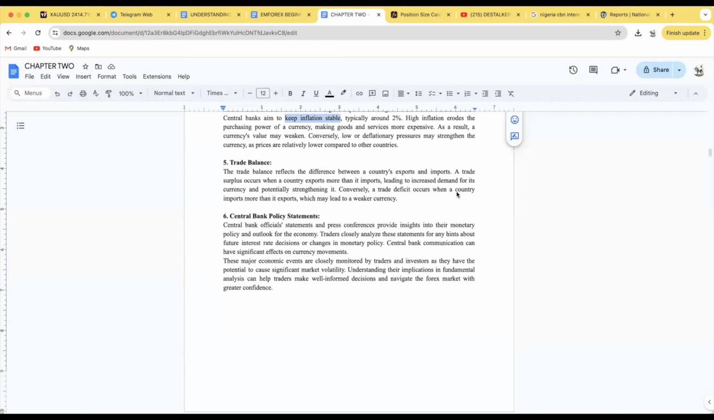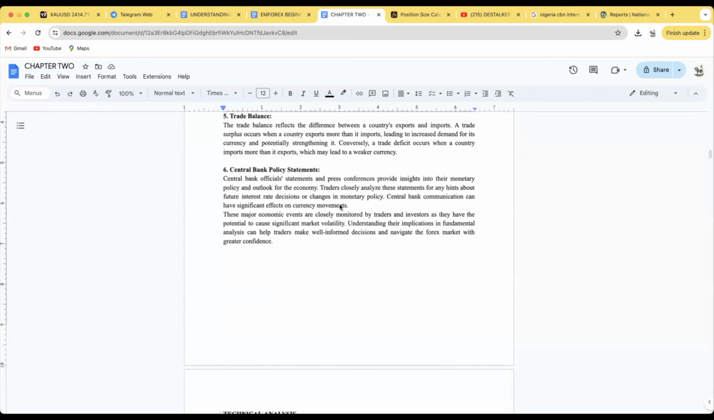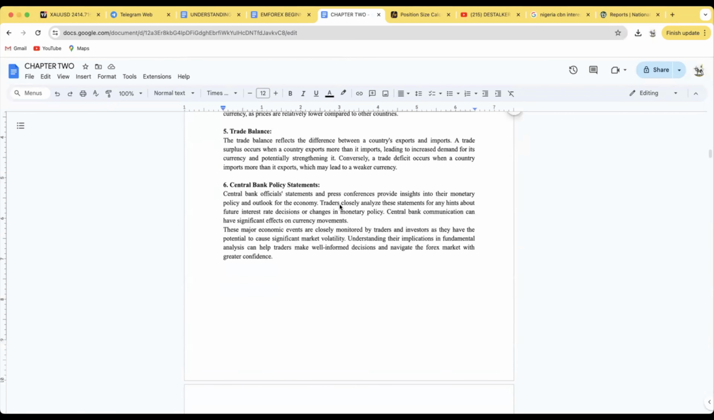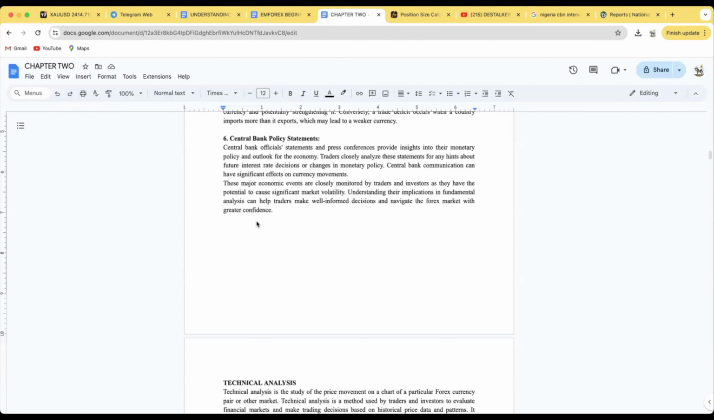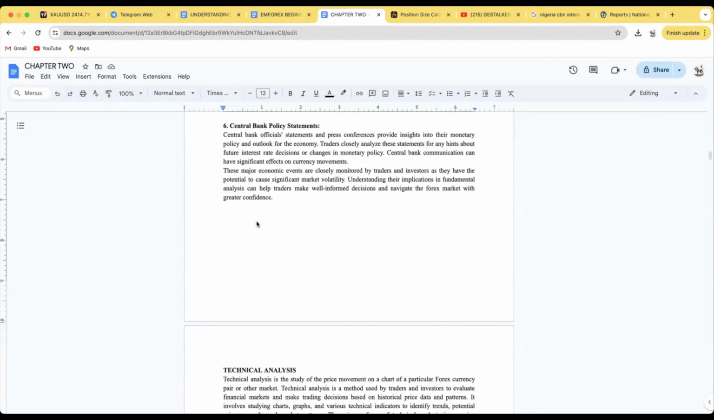A trade deficit occurs when a country's imports are more than its exports and may lead to a weaker currency. If you go to the market now and look at things made in China, made in Japan, made in Croatia, use your own eyes to scan the ones that are made in Nigeria. Let me shock you: do you know that even toothpicks are being imported?